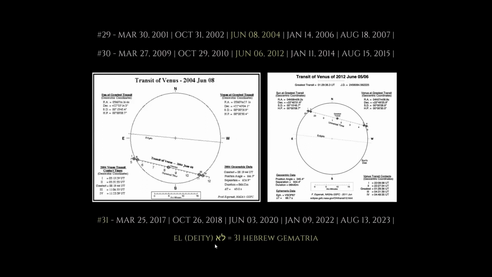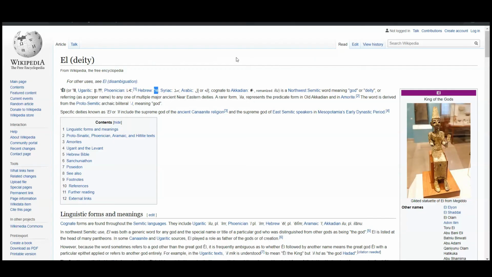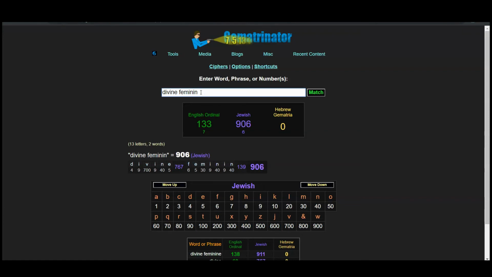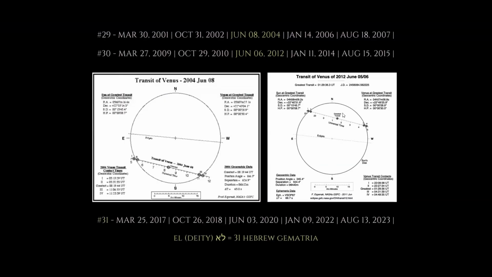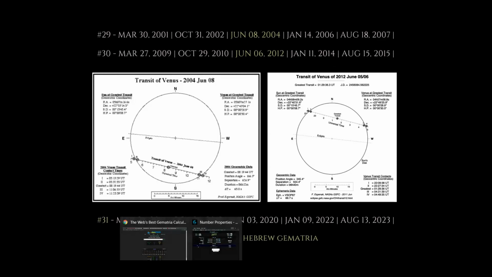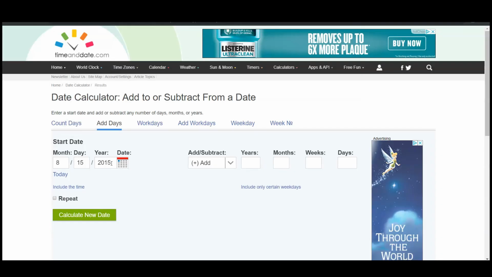And what's kind of interesting about that is that El, the Hebrew name of God, sums to 31 in Hebrew gematria. El sums to 31 in the Hebrew cipher. And if we look at the completion of this 30th pentagram on August 15th, 2015, there's something else that's pretty interesting about that.